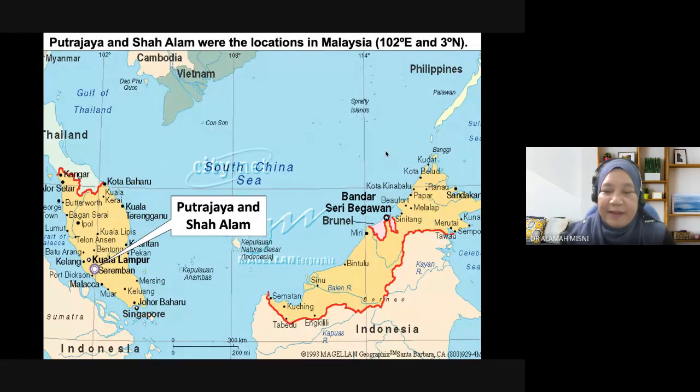Okay, next. Okay, this is the area of my study because I present in Wellington. That's why I show the specific area of my study. So I choose single family house located in Putrajaya and Selangor. 70% is located in Shah Alam and the rest 30% is located in Putrajaya. Okay, next.